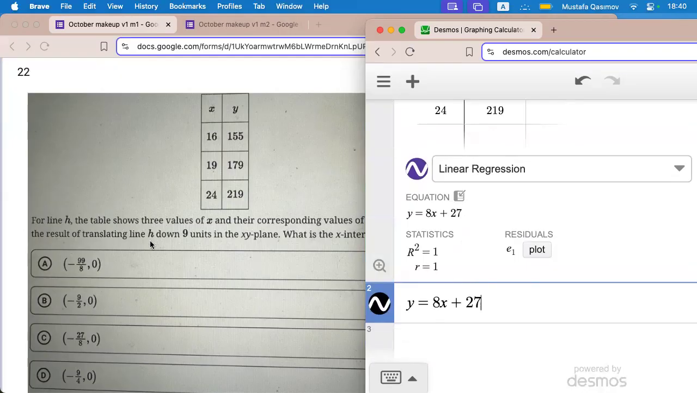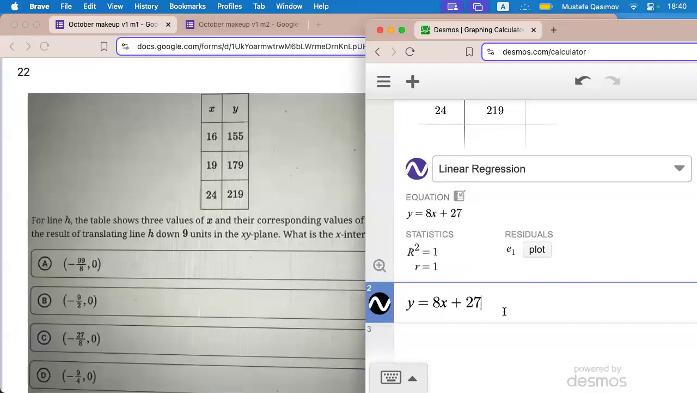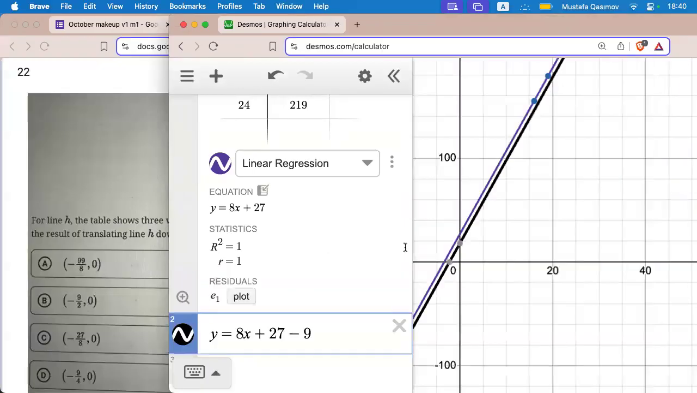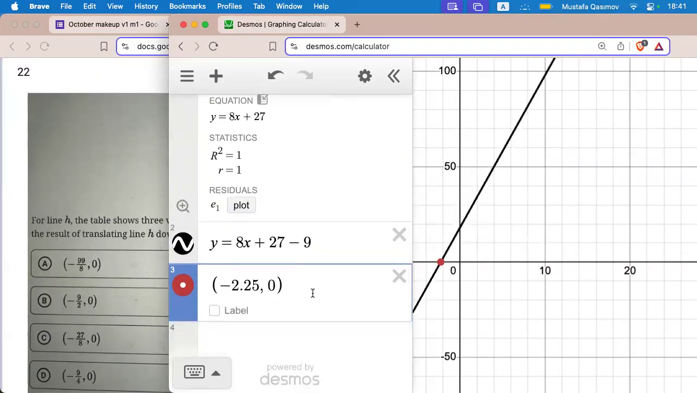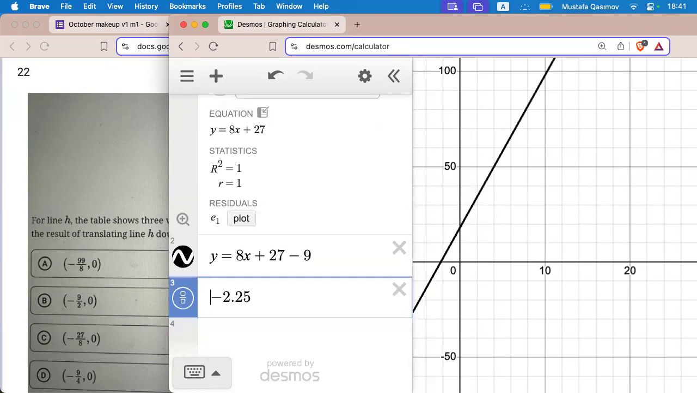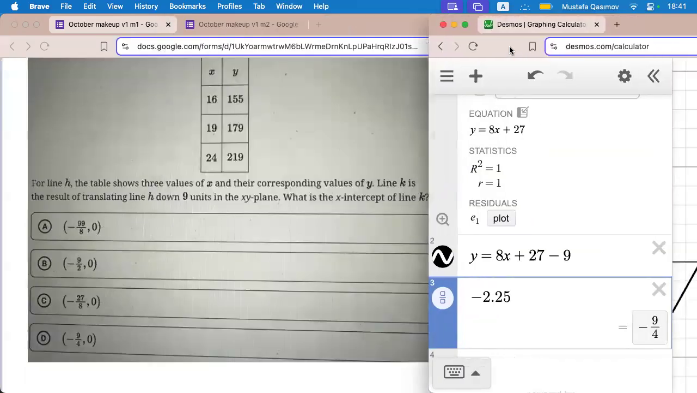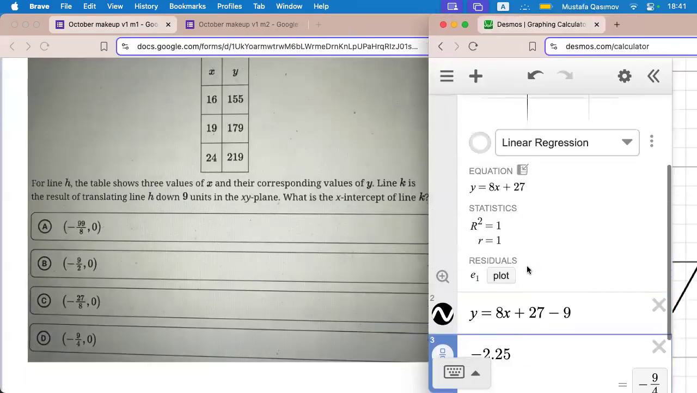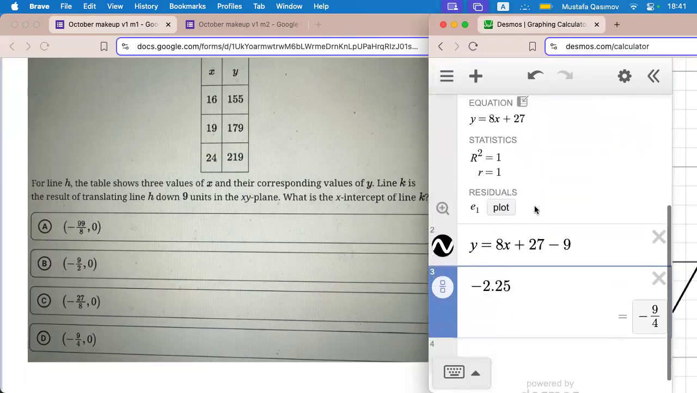Then it says that we have another line here. Line K is a result of translating line H down 9 units. So because down 9 units is -9, then let's look at this. Here, 2.25. 2.25 is 9/4, I think. And the answer will be D. Any question from here? We only add regression. We need to just add this regression, then we will find the answer, and subtract 9.